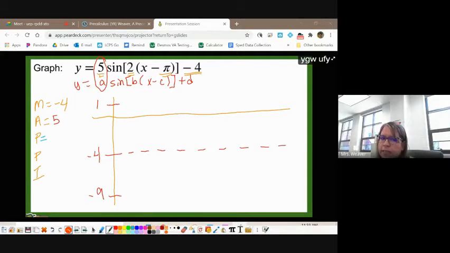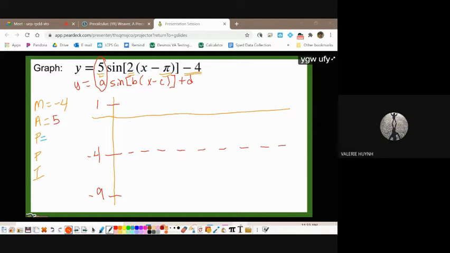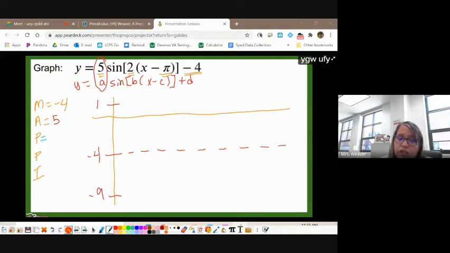It's our C value. 2? No. So the 2 is the B value, and the B value will help us find our period, which is the second P. The first P is phase shift. That's going to give us our starting point, and it's the C value. So can you pull out the C value in that equation? Would it just be pi, or would there be 0? It's just the pi.